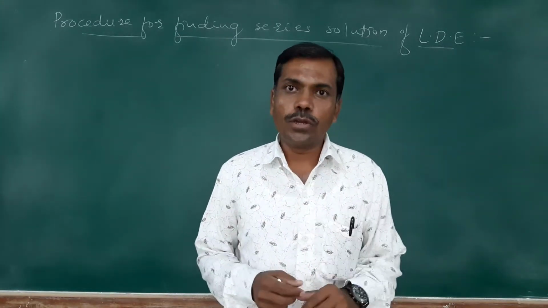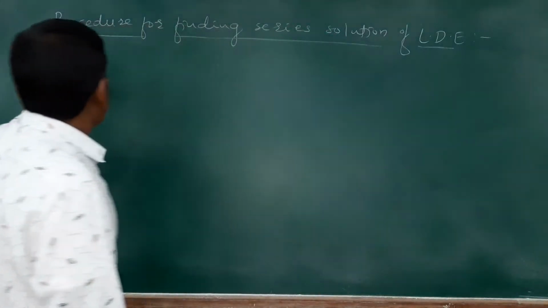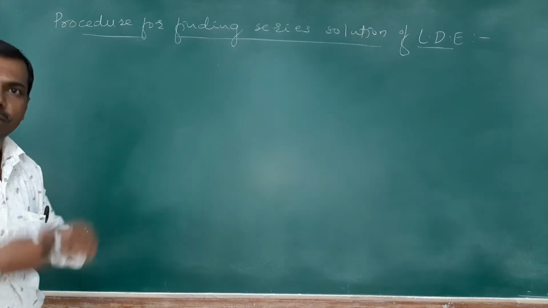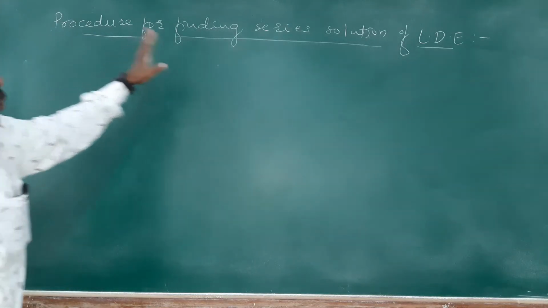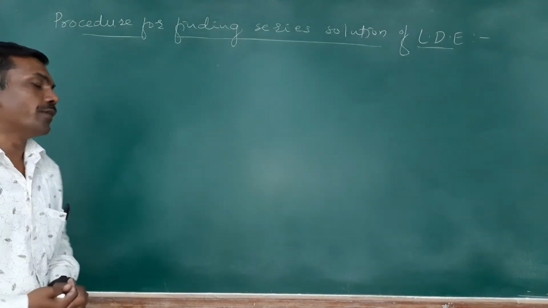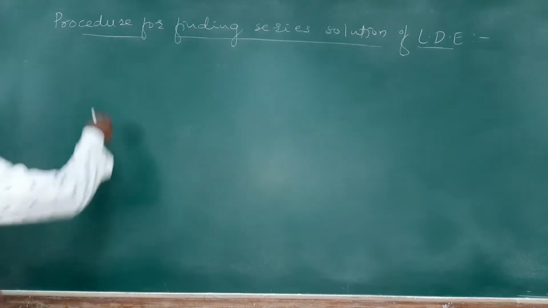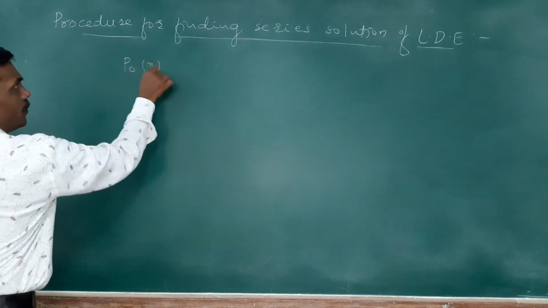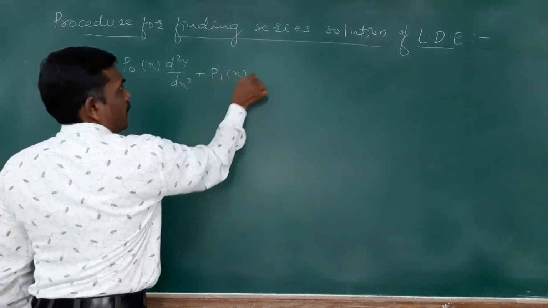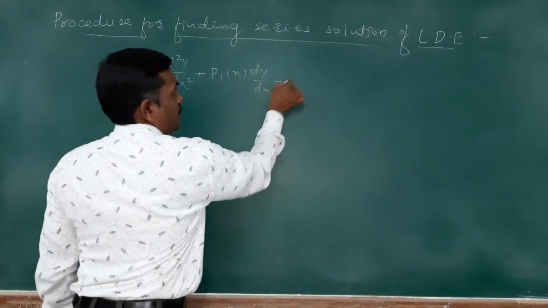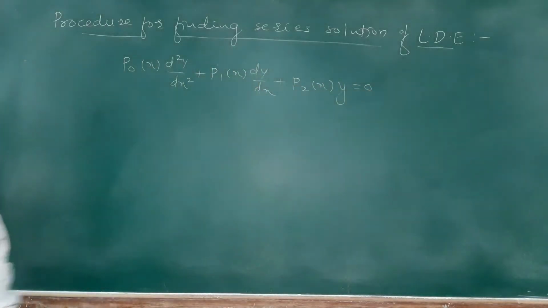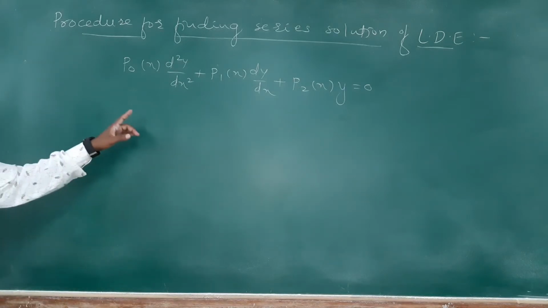for ordinary points. So here we are going to start the procedure, and our aim is to understand the concept through examples: the procedure as well as the series solution of a linear differential equation for the ordinary points. For that we have the linear differential equation p0 of x d2y by dx square plus p1 of x dy by dx plus p2 of x y is equal to 0. This is our linear differential equation with variable coefficient.